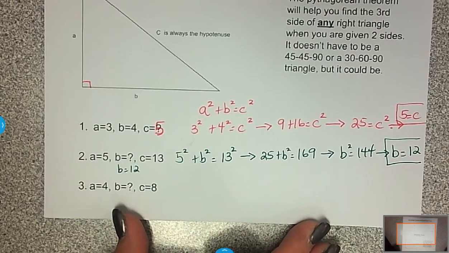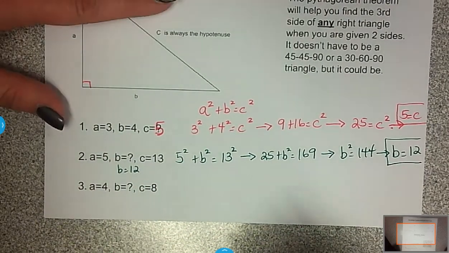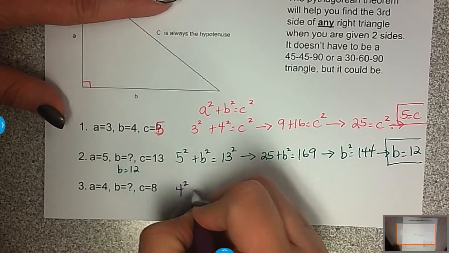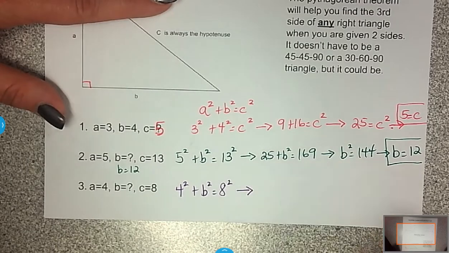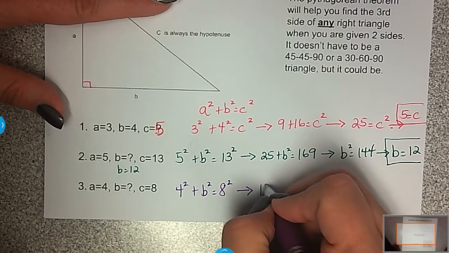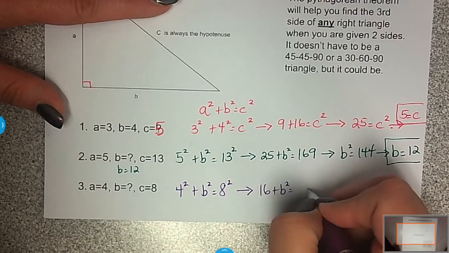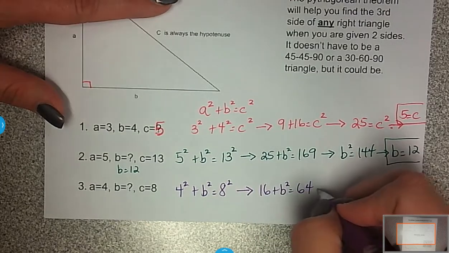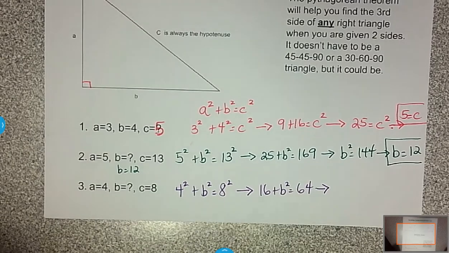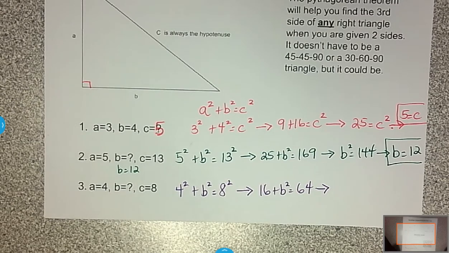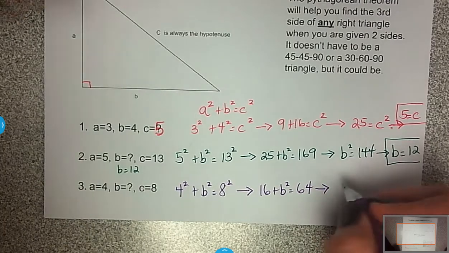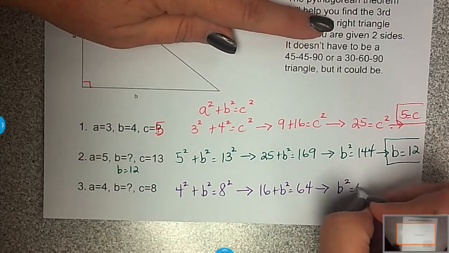And now for number 3, I have a is 4, plug it in. I'm looking for b, and c is 8. Go ahead and plug that in. And now go ahead and square those. So I end up with 16 plus b squared is 64. And then I want to subtract my 16 from both sides. So when I do 64 minus 16, I get 48. So b squared equals 48.